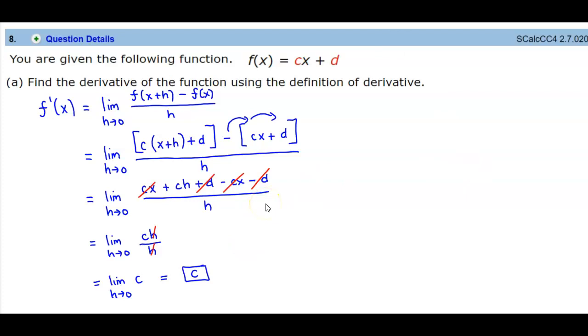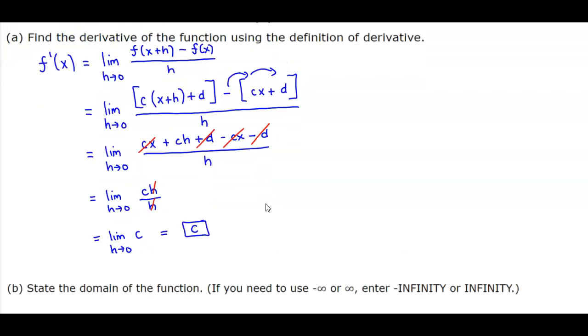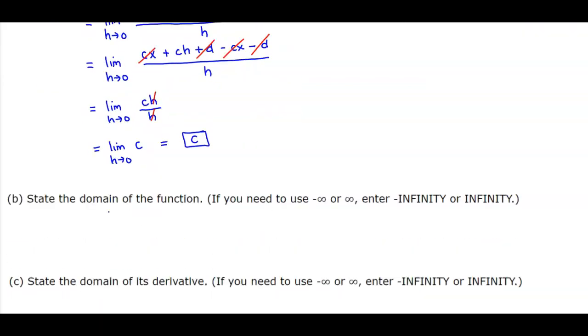Okay, now the next thing is we want to be able to find the domain of the original function. So the domain of the original function, f of x, is equal to cx plus d. And that means we can plug in any values of x, meaning all real numbers. So therefore the domain is either R or going from negative infinity to positive infinity.